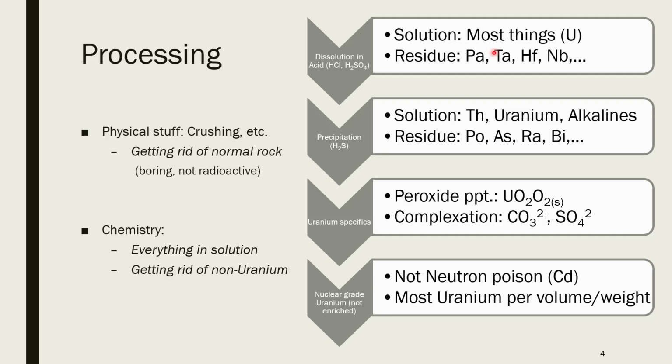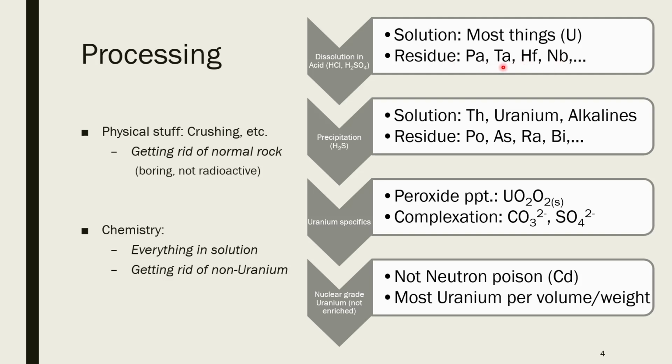And most things in the first acid digestion will go into solution, but of course, if you're not using hydrofluoric acid, for example, you will have a residue which contains the protactinium, tantalum, hafnium, and niobium, and other elements that are not that soluble. But if you add hydrofluoric acid, you will get them also in solution. So you win some, you lose some.